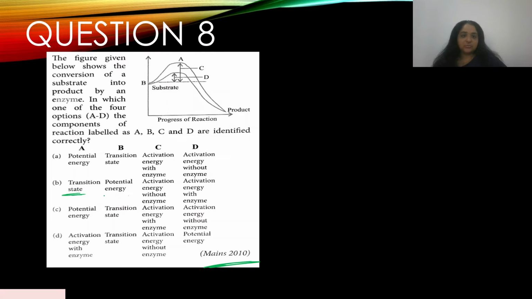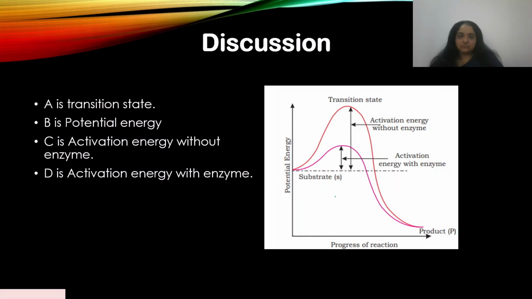B is potential energy. C is activation energy without enzyme. And D is activation energy with enzyme. I've already discussed activation energy in the previous lecture, in much detail. I've discussed this graph also that's given here. So the answer is B. This is taken from NCERT, this graph here. So this should be familiar.